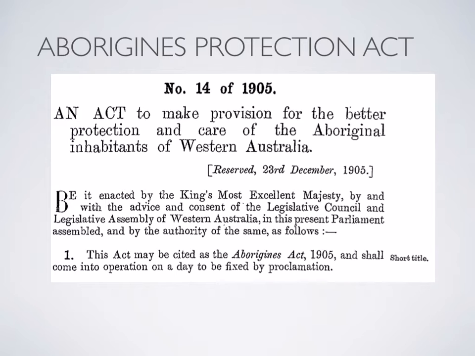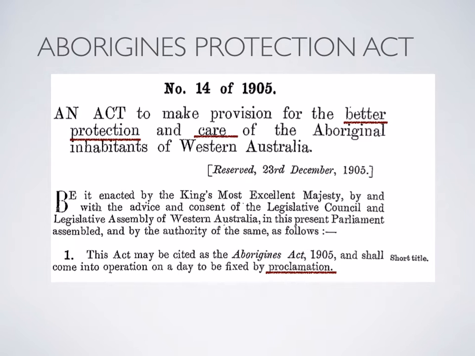It's quite lethal when it comes into action, as a lot of people have known. And the Aborigines Protection Act was a legislation that was used to remove the stolen generation. So the Aborigines Protection Act 1905 was an act to make provision for the better protection and care of Aboriginal inhabitants of Western Australia.